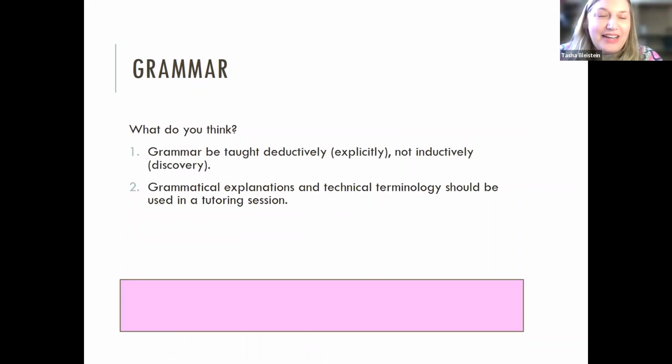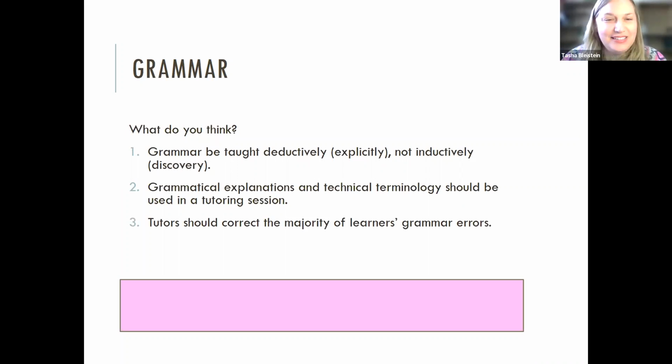Here's some thoughts that we might have about grammar. Grammar should be taught deductively, explicitly. Here's the grammar rule. Here's the language. This is what this grammar tense is. These are all the rules that go with this tense. Or the opposite of that would be discovery learning. Do you think grammar should be taught deductively? The second one, grammar explanations and technical terminology should be used in tutoring sessions. Tutors should correct the majority of learners' grammar errors, and grammar is scary to teach.